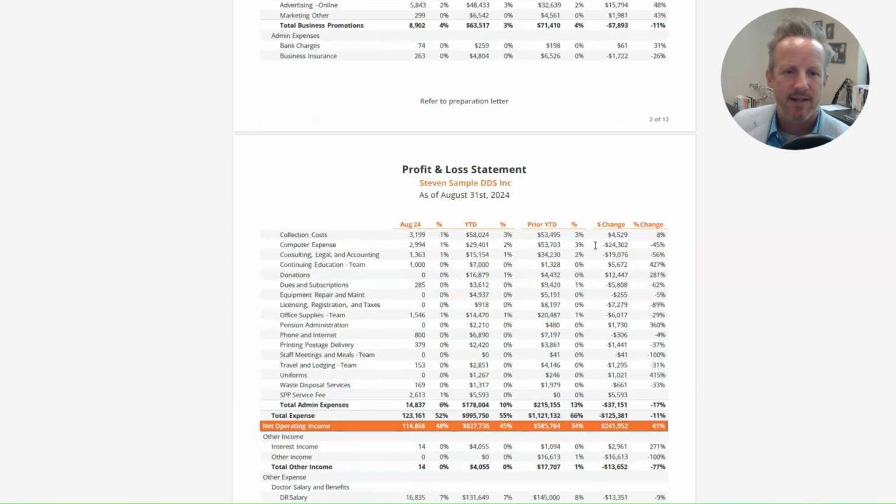And then under admin, admin is really everything else. It's your bank charges. It's your accounting costs, your payroll costs, your phone costs. It's travel and lodging. It's CE. It's everything else that isn't related to you.